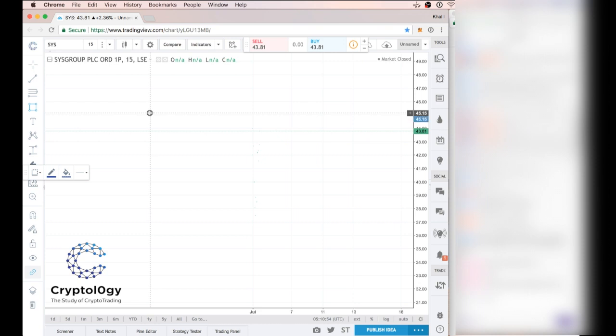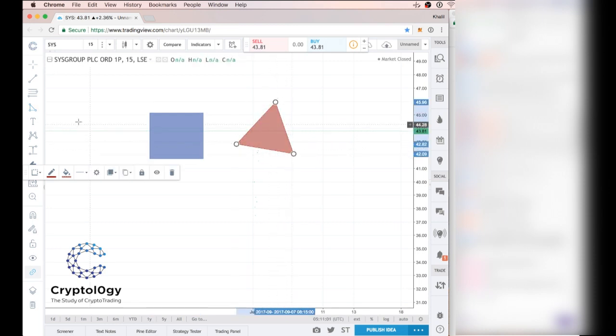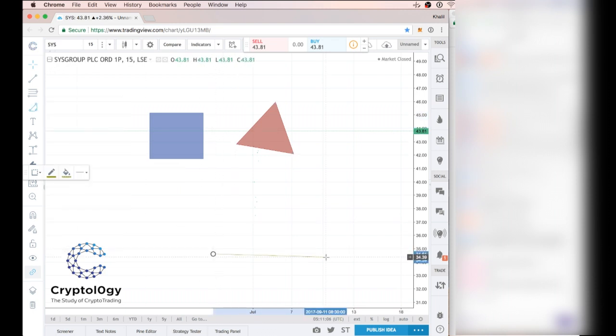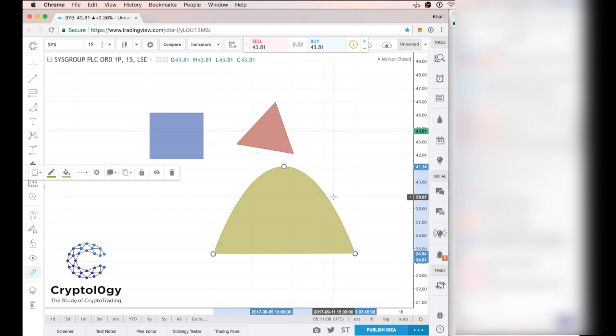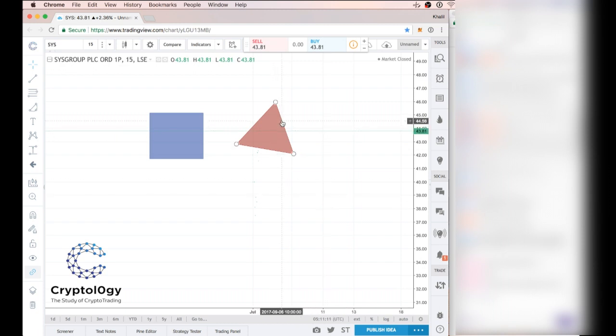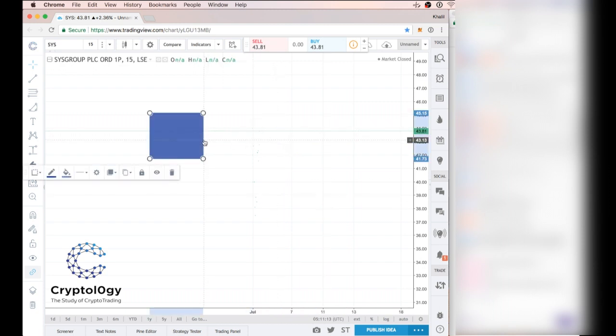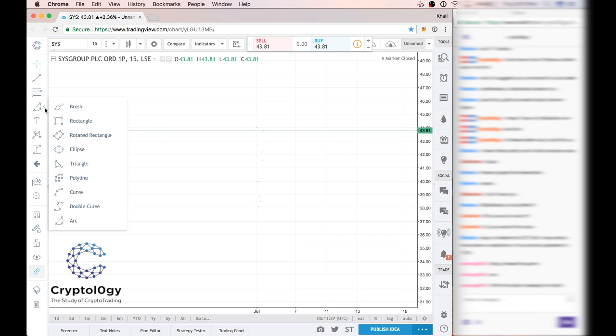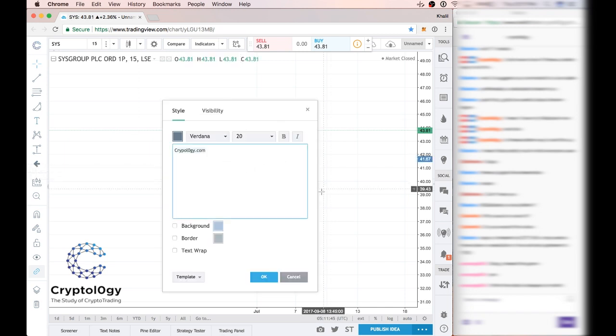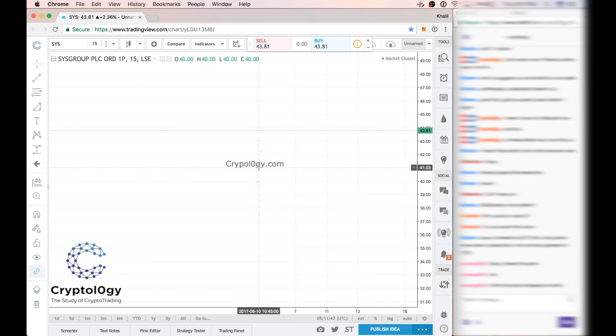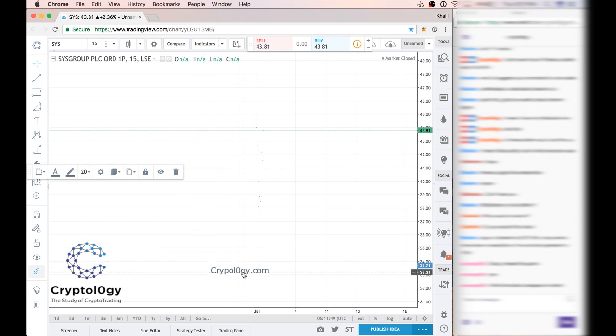I use triangles sometimes, or rectangles, just to show where things are. Arc. You guys have seen me use these before. Next, text. I never really use these unless I sit there and point out stuff. Rarely. Yeah, I should put this on here. Just kidding.